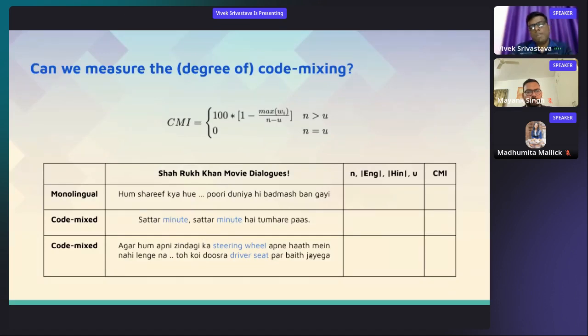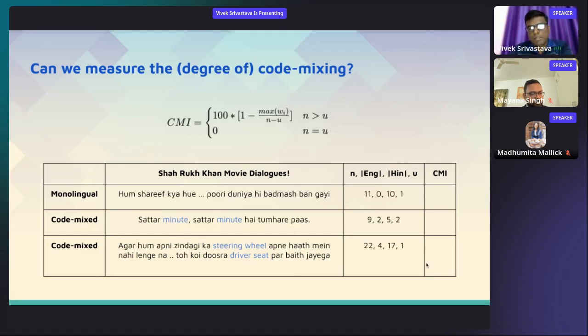If I give these examples to you and ask which one is the more code mixed sentence, probably the answer would be the third example in this table, because it looks like the English part has English phrases, not just words, unlike the example given in this table. And also they are unique. So in example 2 we have the word minute repeated, but here we have unique phrases, so it looks like the third sentence might be more code mixed as compared to the second one.